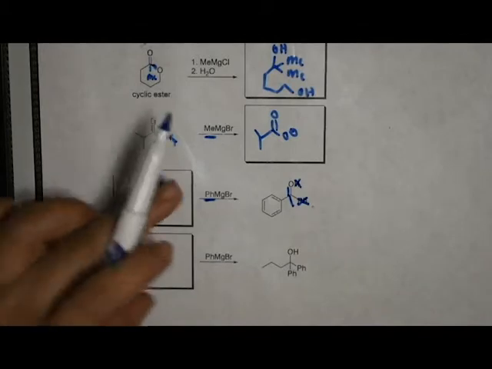Alternatively, if there was an additional carbon group right here, then we would know that the initial product would have had a carbon here instead of the H.